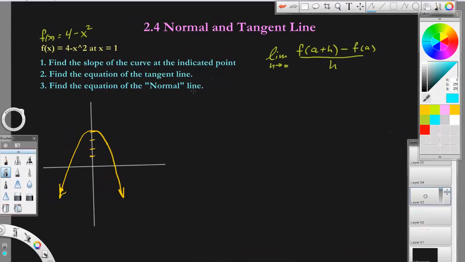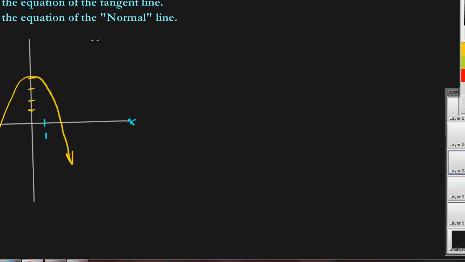When I start this, probably the best thing to do is to plot x equals 1 here. This is the x-axis, and there's x equals 1. Well, let's figure out what the y value of that point is by evaluating this function. So f of 1 would equal 4 minus 1 squared, or 4 minus 1, which is 3. So f of 1 equals 3, or the y value is 3. So I know that my point hits about right there, and this coordinate is (1, 3). Okay?